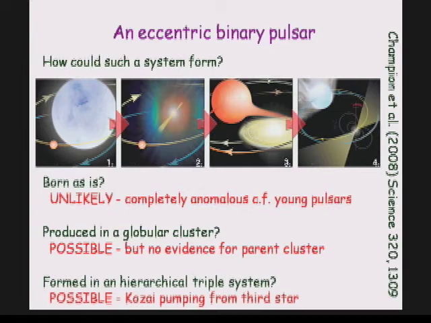Could it have been in one of these globular clusters, and could it have captured this companion in exchange interaction? It's possible. Maybe it has a triple companion. Maybe there's some other planet in the system that's keeping this orbit a little bit eccentric. All of these things are possible, and we're still trying to figure this out. But this is a paper that was published last year in Science.